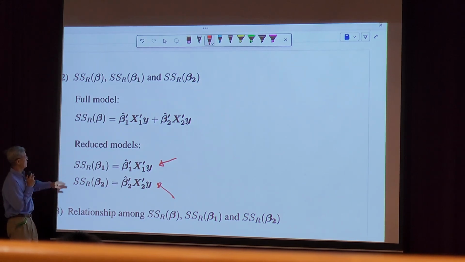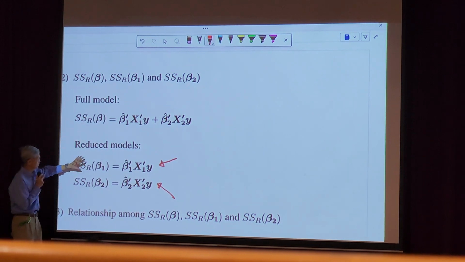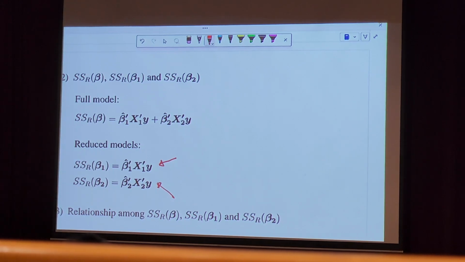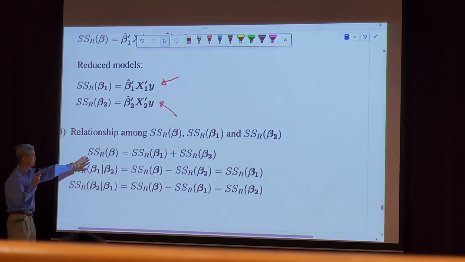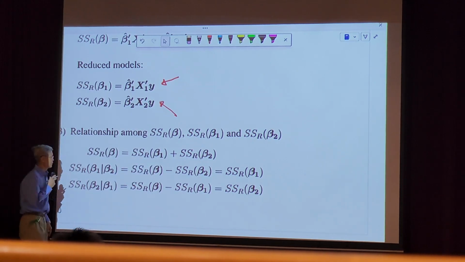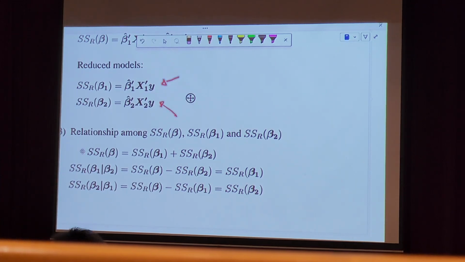So, you can now see a relationship between the sum of squares regression for these two. It's just the sum of it. It's just the sum. Yeah? So the sum of squares regression for beta is these two. So that's one important consequence of the fact that all the X1 and X2 are orthogonal.